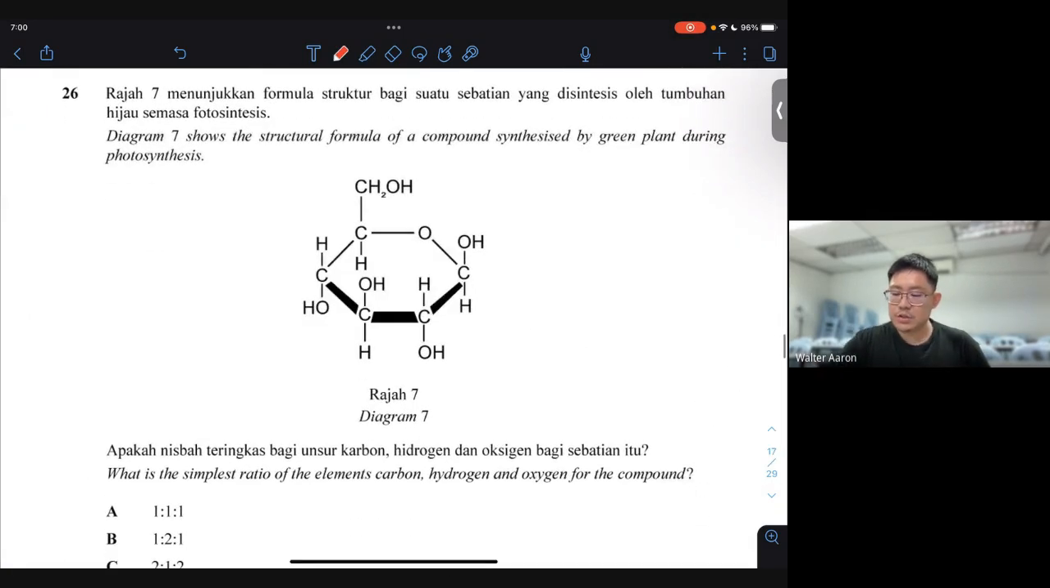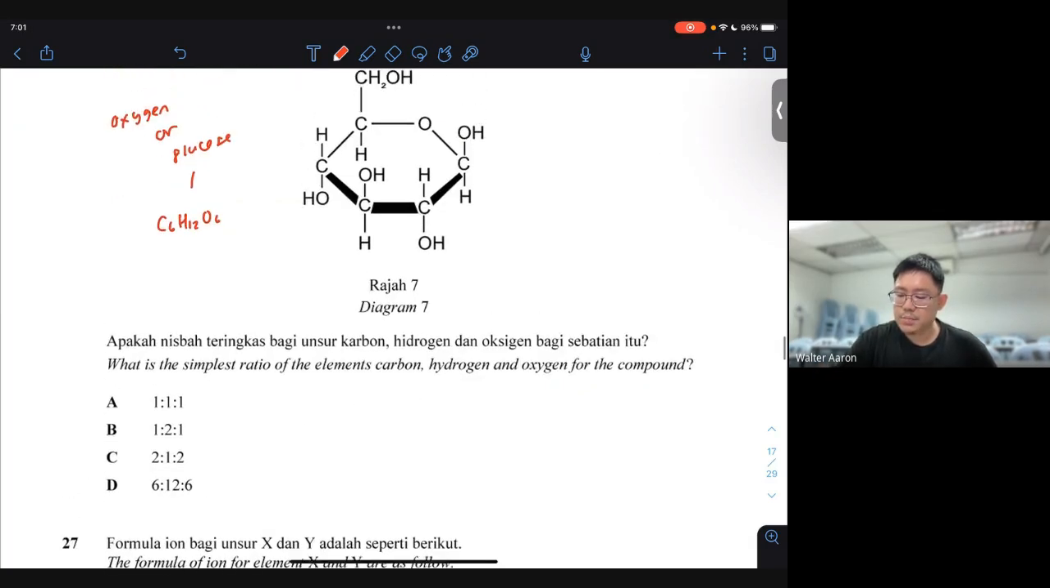26, diagram 7 shows the structural formula of a compound synthesized by green plants during photosynthesis. There are technically only two things produced by green plants during photosynthesis: either oxygen gas or glucose. Because glucose is being produced, of course this is glucose. Glucose has a formula of C6H12O6. It's asking you, what is the simplest ratio of the elements carbon, hydrogen, oxygen for the compound?